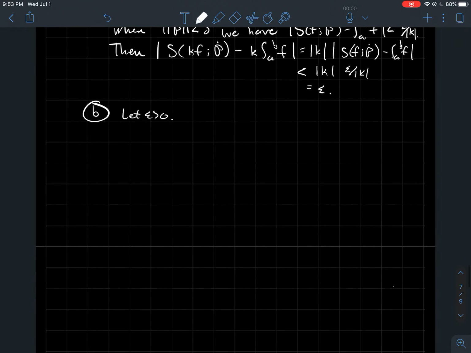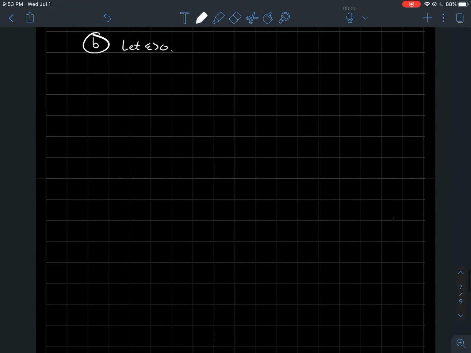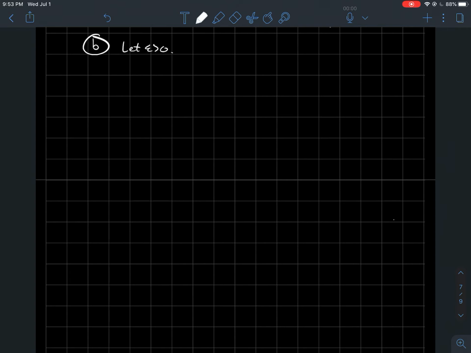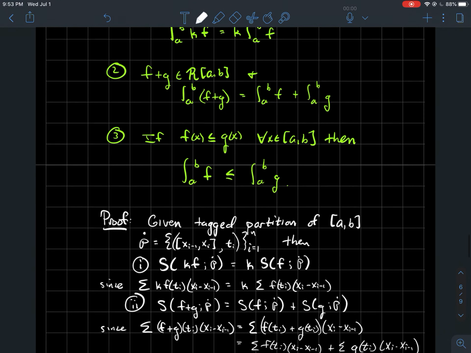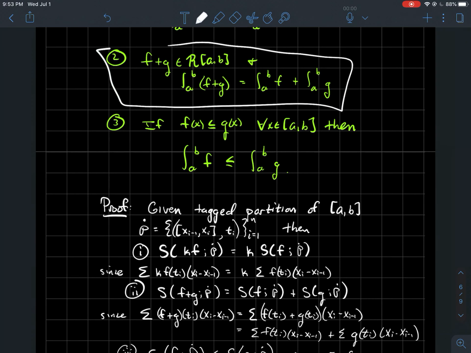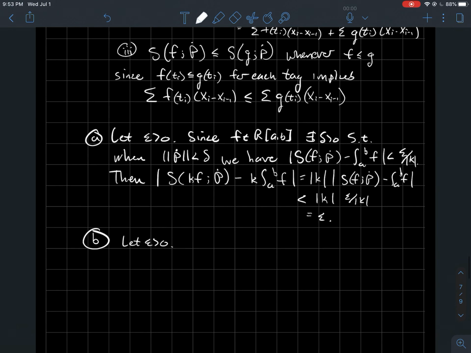Okay, what else? Let epsilon be bigger than 0. We're going to prove b, which is the summation one. I'll scroll back up very quickly. If you get motion sick, close your eyes. Or really it's number 2 is what I mean. We'll use the sum one, that the Riemann integral can essentially split over a sum is what it's trying to say. And so we'll call that number 2.